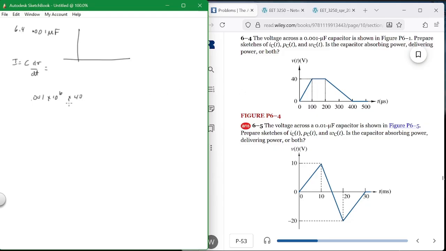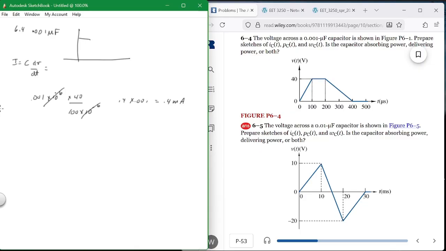What's the dt? 100 times 10 to the minus 6th. All right? So I've got 0.001 times 10 to the minus 6 times 40 over 100 times 10 to the minus 6. So the 10 to the minus 6 go. So I've got 40 over 100 times 0.001, or what? 0.4 times 0.001, or 0.4 milliamps. So it's a constant at 0.4 milliamps. Does everybody see that? That is a good test question. Everybody follow that?